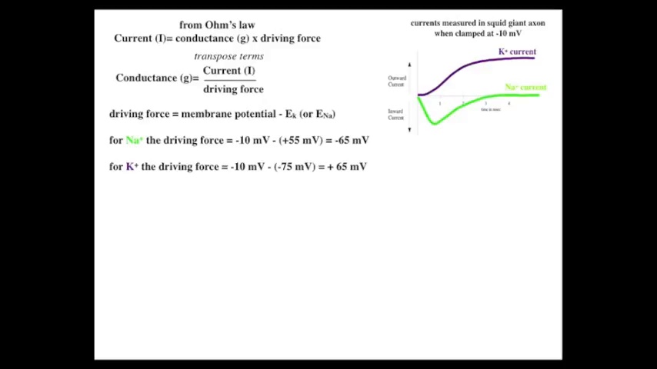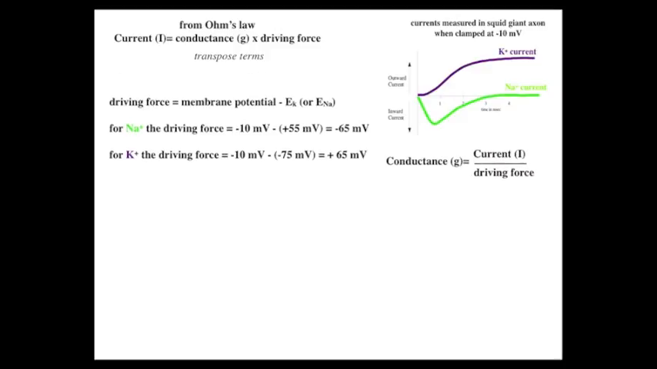It's constant. So for sodium, the driving force is minus 10 millivolts, that's the membrane potential, minus 55 millivolts, the equilibrium potential for sodium, which equals minus 65 millivolts. That's the driving force. And for potassium, the driving force is minus 10 millivolts minus 75 millivolts, which is going to be equal to plus 65 millivolts. The driving forces are the same. And the only thing that the sign says is that potassium is driven out of the cell, that's why it's positive, and sodium is driven into the cell, that's why it's negative.